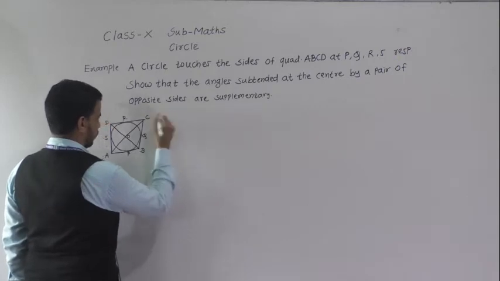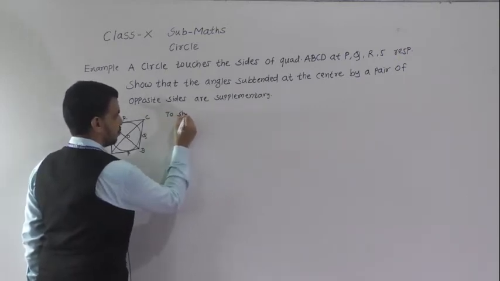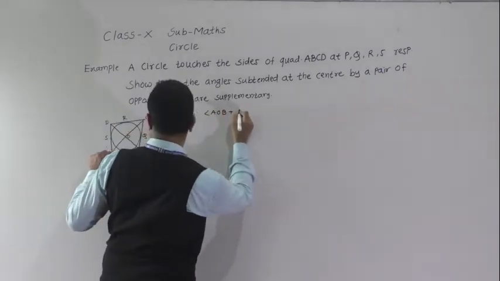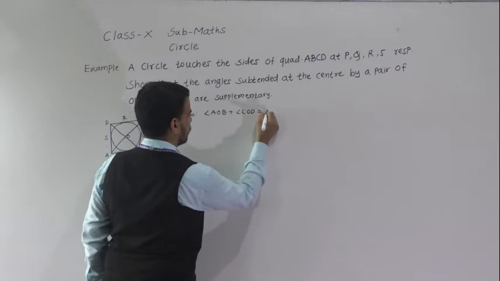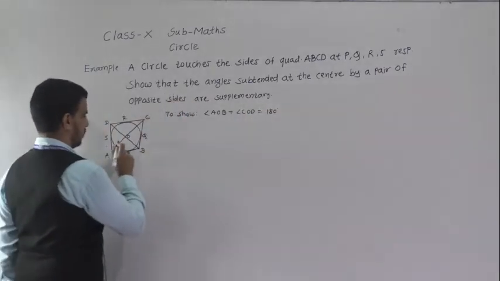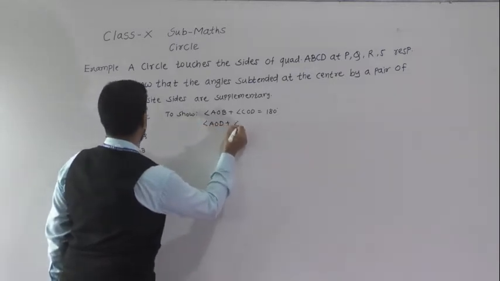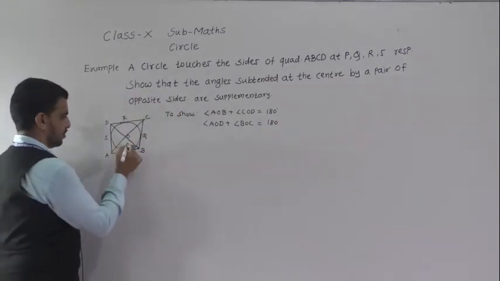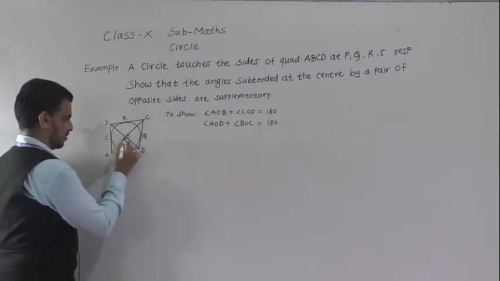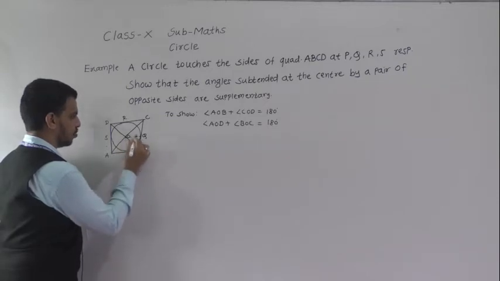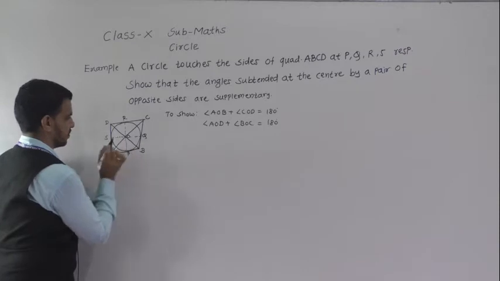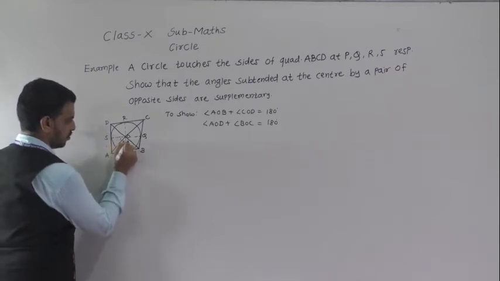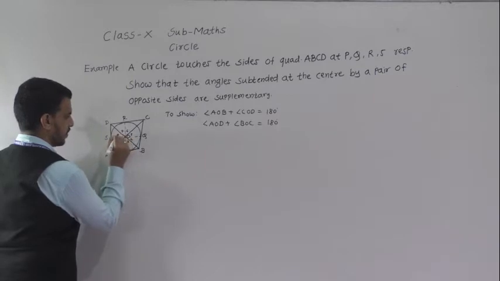So we have to write first what we have to find or what we have to show. So to show that angle AOB plus angle COD is equal to 180 degree, okay, or angle AOD plus angle BOC is equal to 180 degree, okay. So for this construction is there, we have to join all OP, OQ, OR and OS, okay. So if we join this OP, OQ, OR and OS, okay. Now here we have to give the name of these angles. So suppose this angle is 1, angle 1, this is 2, 3, 4, 5, 6, 7 and 8, okay.